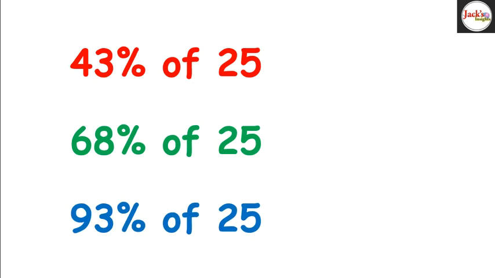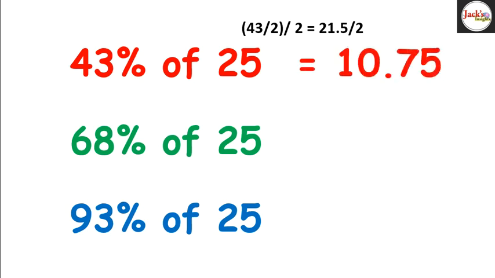So what is half of 43? So half of 43 is 21.5, and get the half of 21.5. So half of 21 is 10.5 plus half of 0.5, which is 0.25. So we have 10.75. That is 43% of 25. 68% of 25. What is half of 68? That is 34. And what is half of 34? That is 17. Therefore, 17 is 68% of 25.